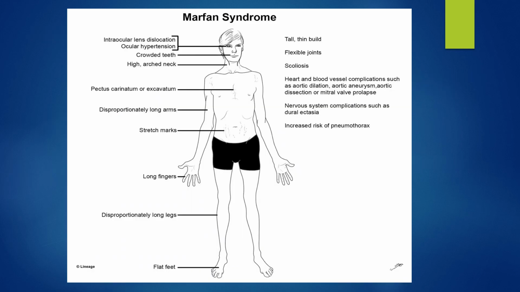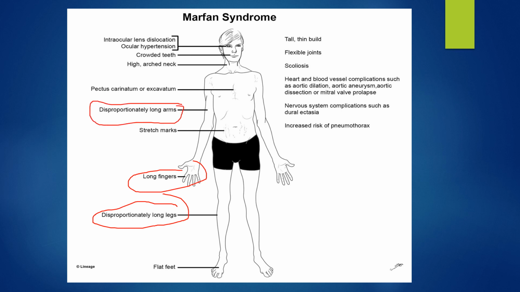This slide is just to show you Marfan syndrome, that is one of the autosomal dominant diseases that we mentioned in the previous slide. And these are just some of the symptoms of Marfan syndrome. You see that you have the long fingers, you have long legs. Basically, you have very long limbs in Marfan syndrome. You have long fingers, long legs, you have disproportionately long arms, flat and very long feet. They have flexible joints. Usually they tend to have scoliosis. They are tall, thin build.